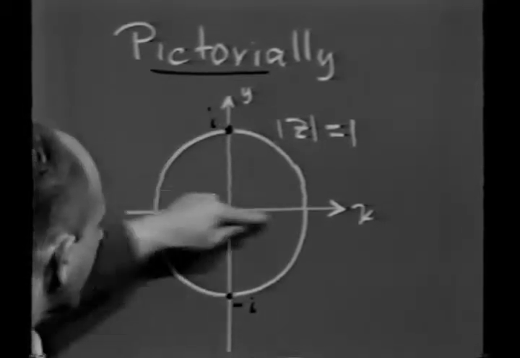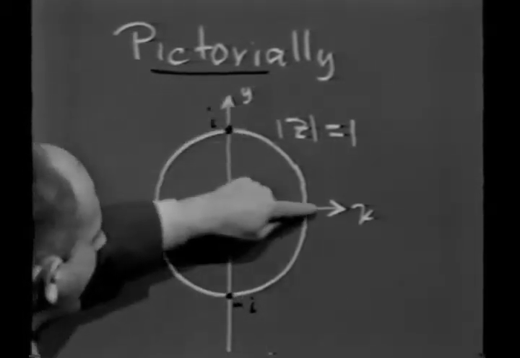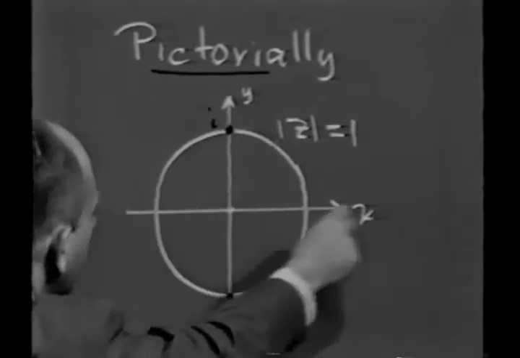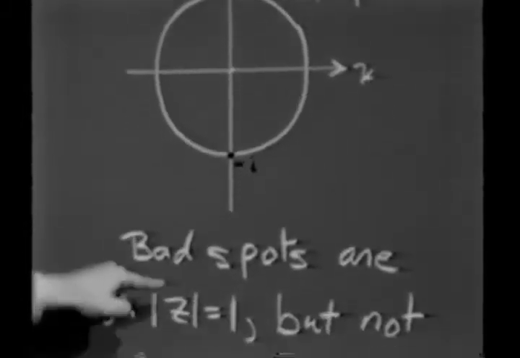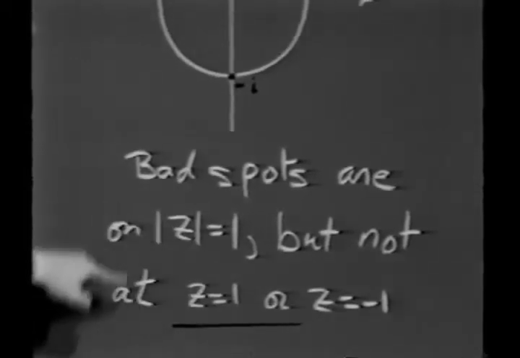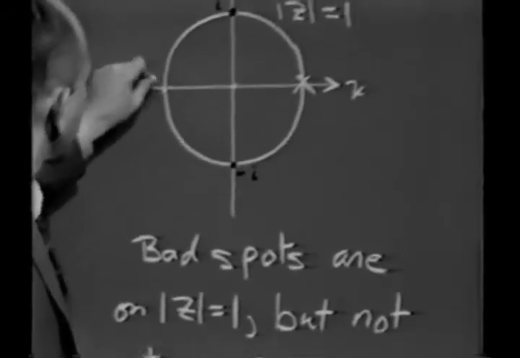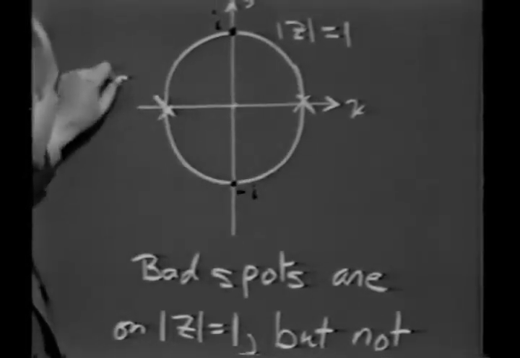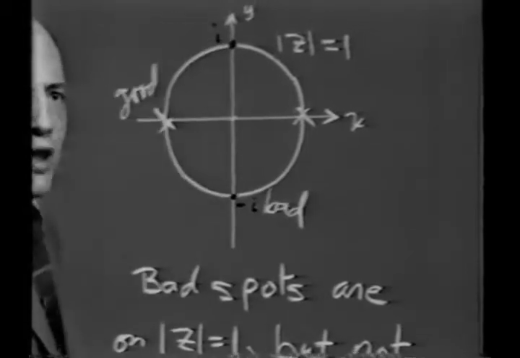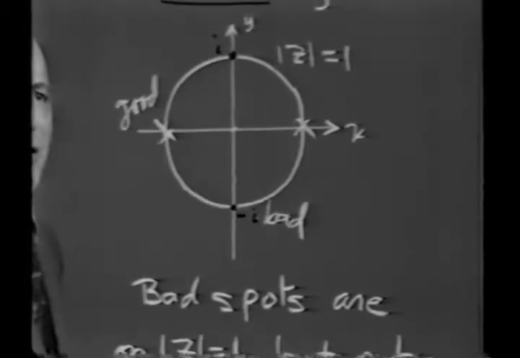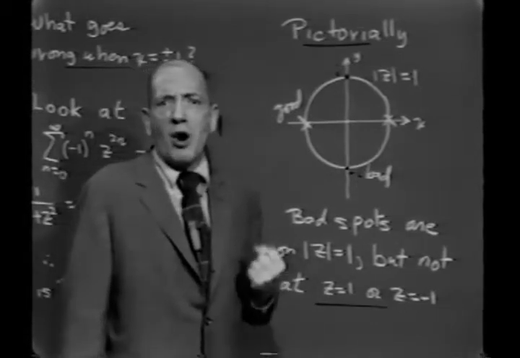If my perspective is limited to the x-axis, I can't see anything that went wrong, and I can't understand why I can't expand this circle further. In other words, the bad spots are on the magnitude of z equals 1, but not at the point z equals 1 or z equals minus 1. These were good points. These were the bad ones. But all you needed was one bad apple to spoil the whole circle, so to speak. And at any rate, I think that's enough to make my point.